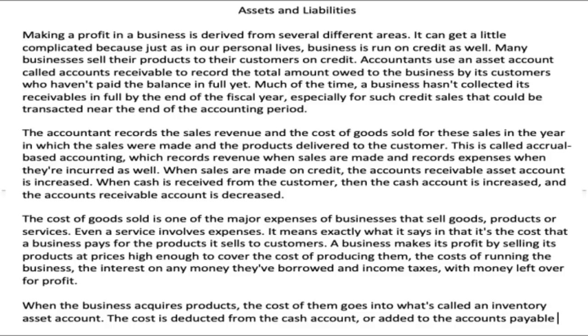When the business acquires products, the cost of them goes into what's called an inventory asset account. The cost is deducted from the cash account or added to the accounts payable liability account, depending on whether the business has paid with cash or credit.